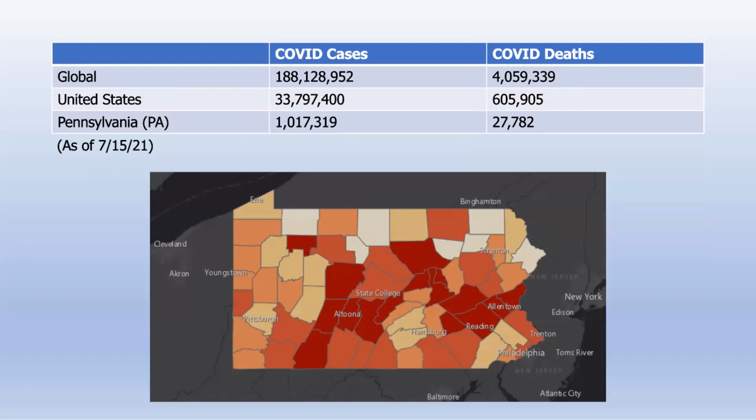The ongoing COVID-19 pandemic is a serious global threat. By July 15th, 2021, there were 188 million cases of the disease globally and over 4 million deaths from it. The United States alone had over 30 million cases and over 600,000 deaths by July 15th, 2021. Meanwhile, the northeastern US state of Pennsylvania had over 1 million COVID cases and over 20,000 deaths by July 15th, 2021.